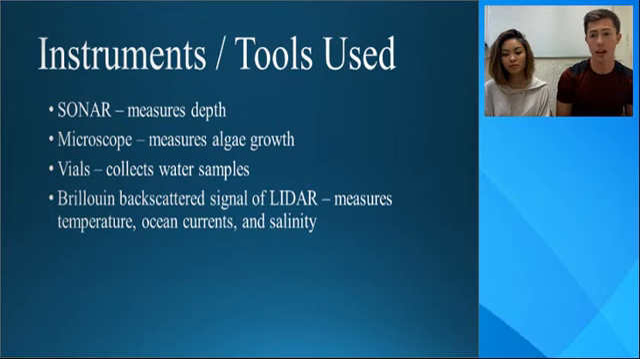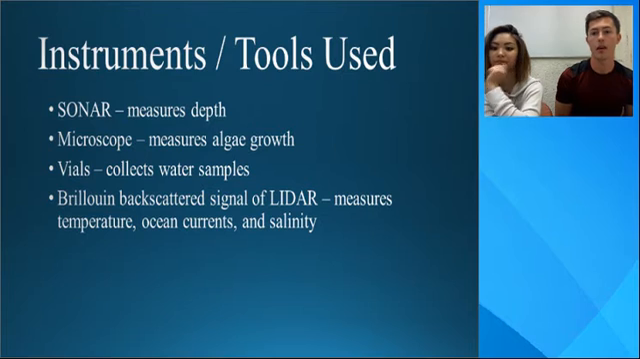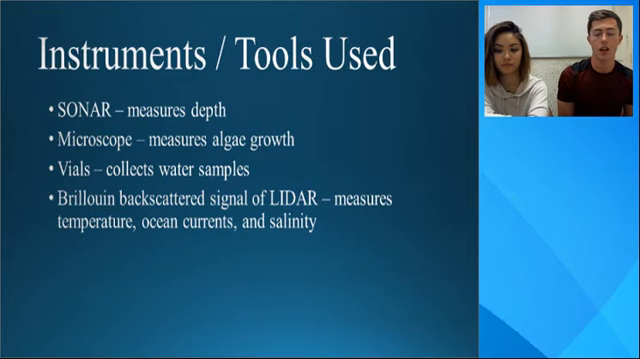determine what kind of algae is present, but we're going to use it to measure the algae growth, and we're going to do that by counting the cells in the chambers. And we're going to need some knowledge of the taxonomy of algae, because if you can't identify what you're looking at, we're not going to get anywhere. Vials are going to be used to collect water samples that are pure and not contaminated, and LiDAR's light detection and range, and we're using this to measure the temperature, ocean currents, and salinity. It's basically light used in the form of a pulse laser to measure ranges.